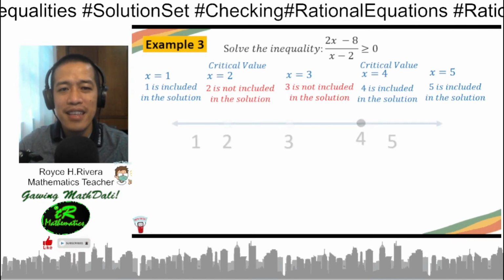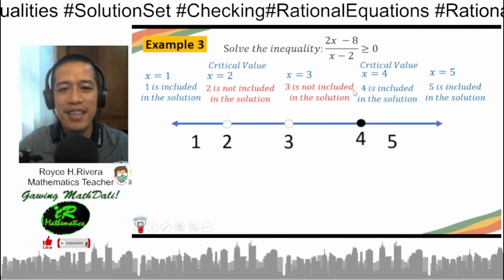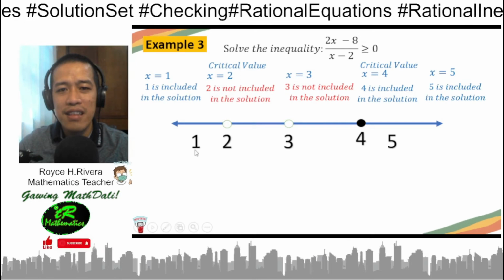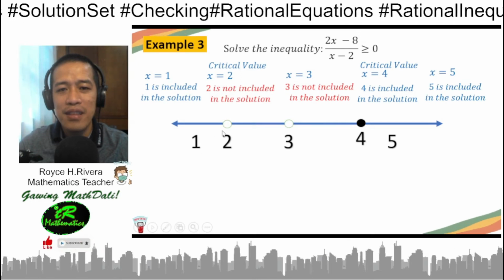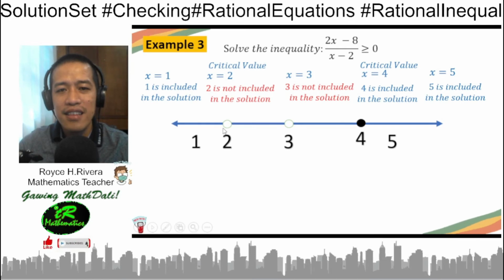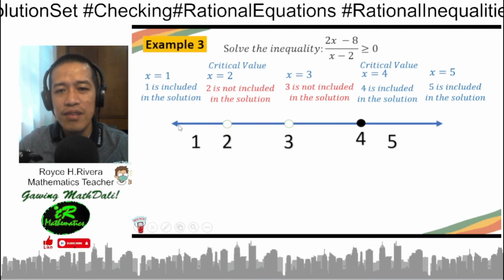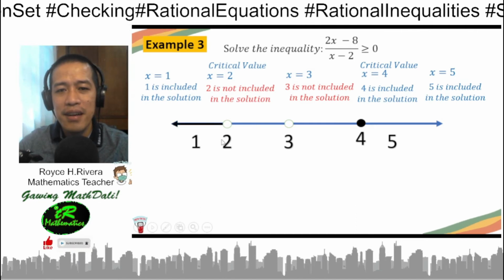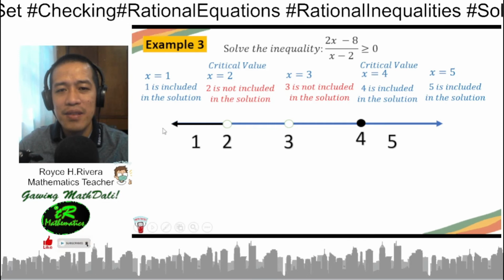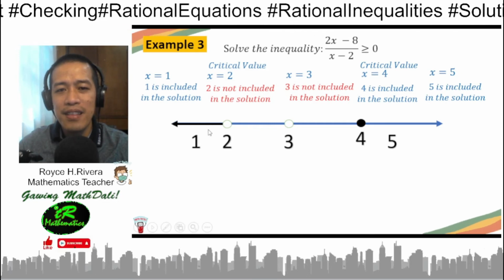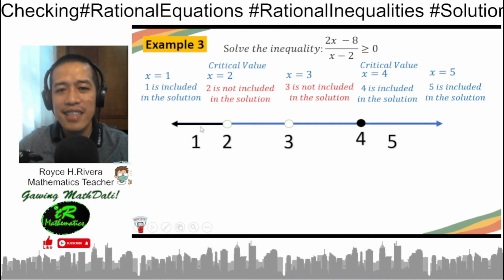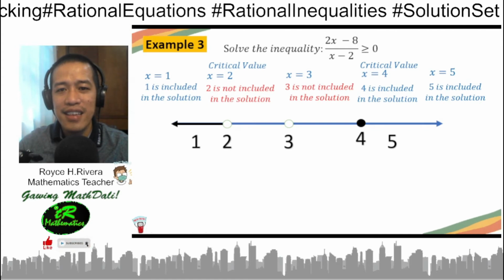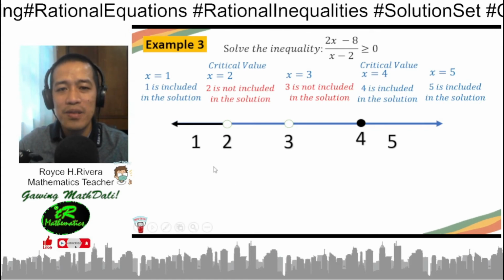Balikan natin yung number line. Ganito ang kanyang magiging itsura. Since 1 is included in the solution and it belongs to the interval less than 2 or numbers less than 2, so that interval will be included in the solution. All numbers less than 2 will satisfy the inequality, and they are all included in the solution.